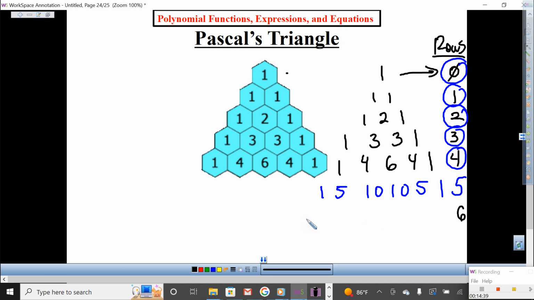All right, for the sake of time, here goes. I start with 1. 1 plus 5 is 6. 5 plus 10 is 15. 10 plus 10 is 20. 10 plus 5 is 15. 5 plus 1 is 6. And then we end with 1. Hands if you got that. Okay, we got the pattern, right?